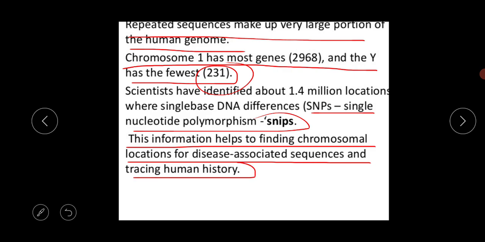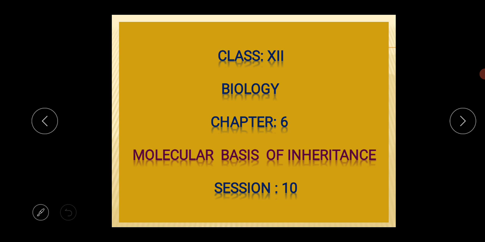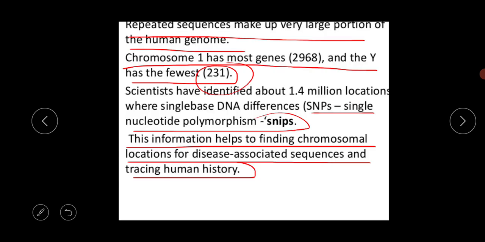So this information on SNPs, single nucleotide polymorphisms, helps to find chromosomal locations for disease associated sequences and to trace human history. This is the main thing of the Human Genome Project.